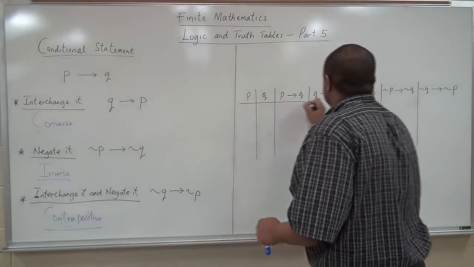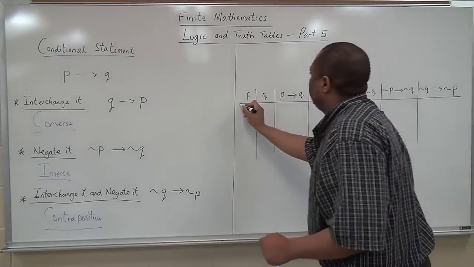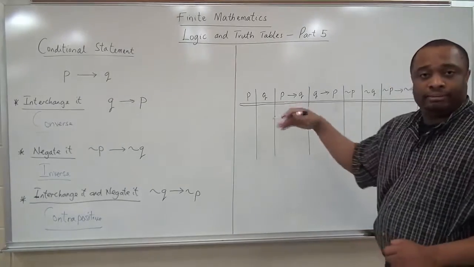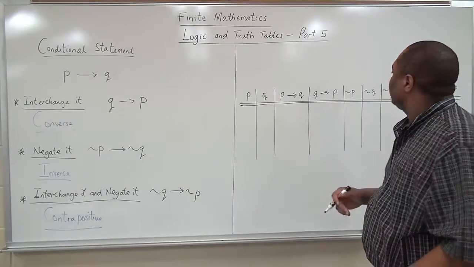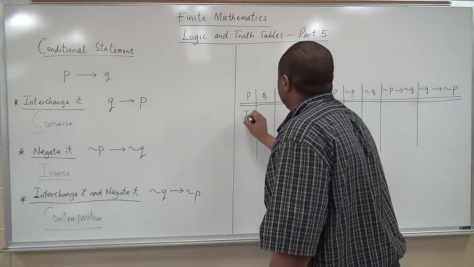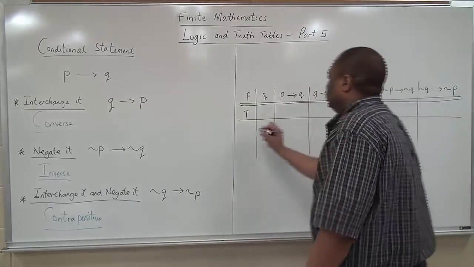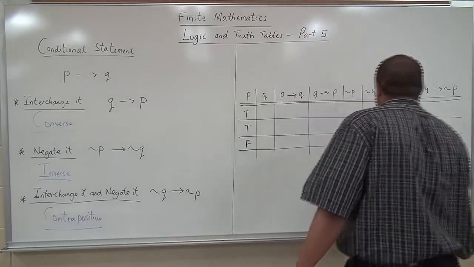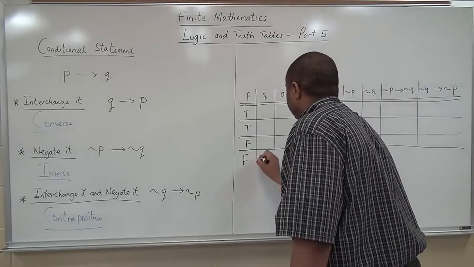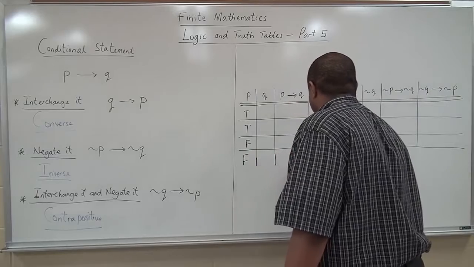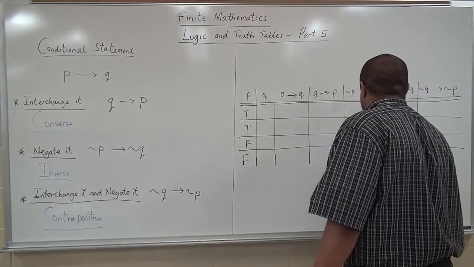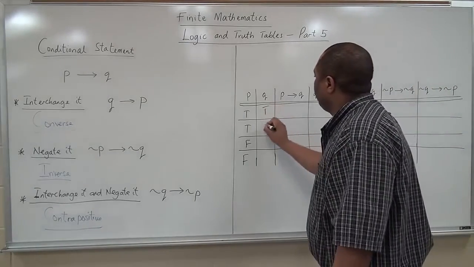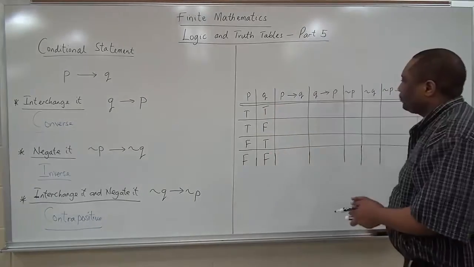So, as usual, the way I draw my logic and truth tables, I draw two lines as usual. Then of course we have true, false, and we also have true, false, true, false.